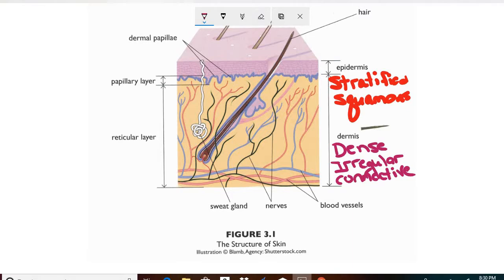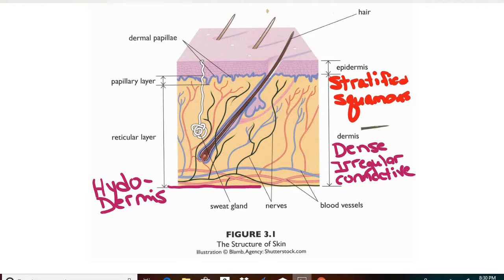Well, underneath the dermis is another layer that is called the hypodermis. It's not in this slide, but we'll see it in another one. So hypo means under, and it is not part of the skin. But what it does is it attaches the skin to whatever is underneath it, the bone or the muscle that is underneath it.